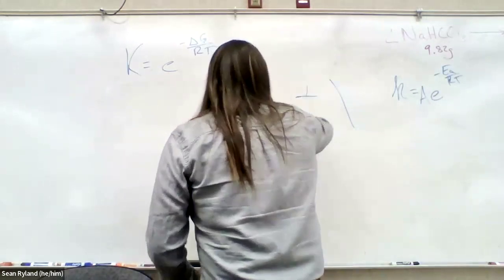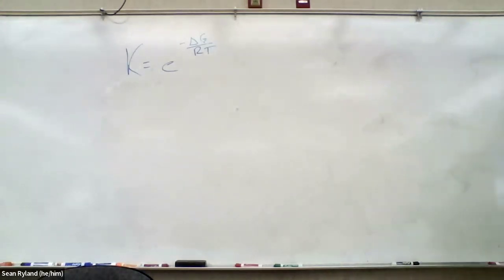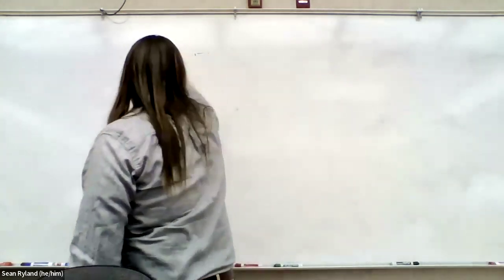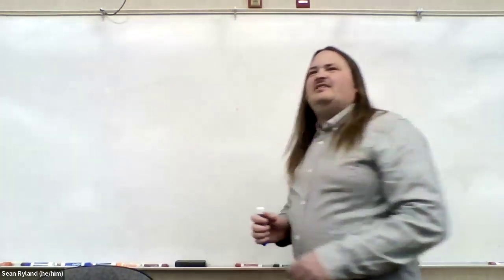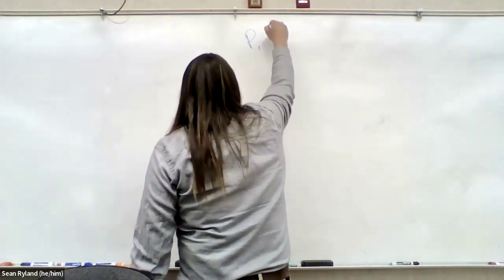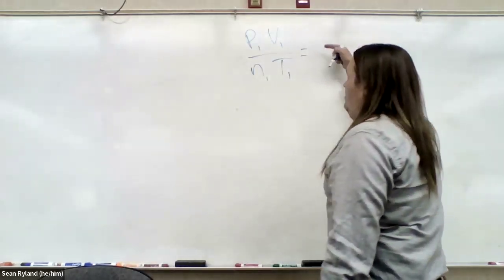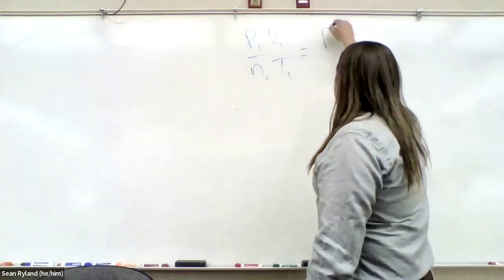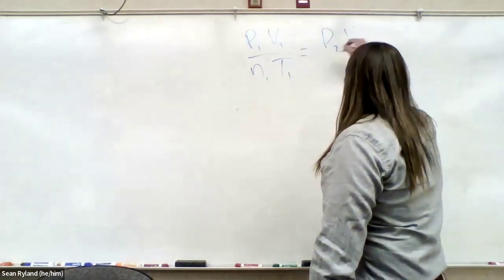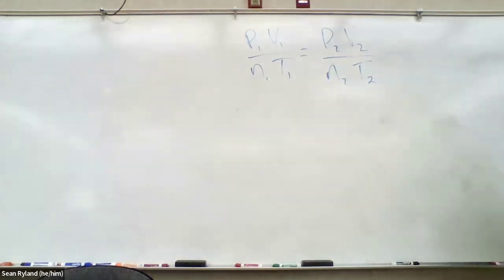So if we're going to use the combined gas law, what does the combined gas law mean? What is it? There's the ideal gas law, but then there's P1 V1 over N1 T1 equals R, but we're not going to use that in this case, equals the after conditions, P2 V2 over N2 T2. Now, are all of these variables changing? What's remaining constant?